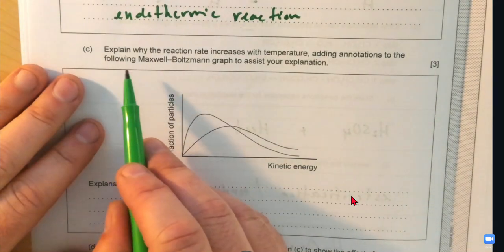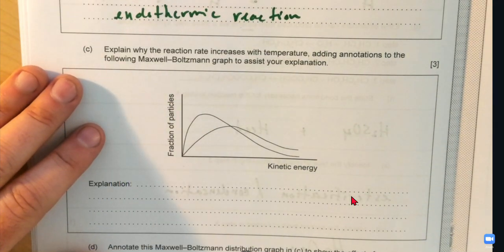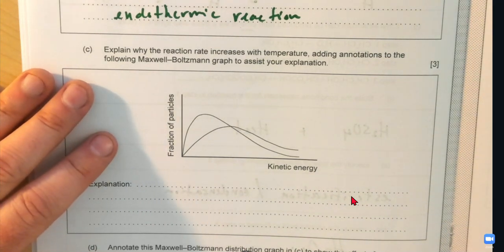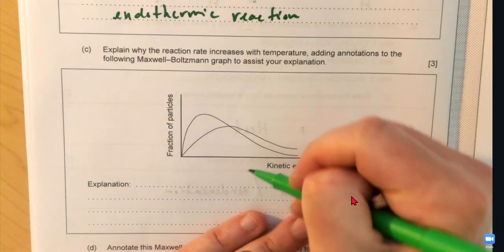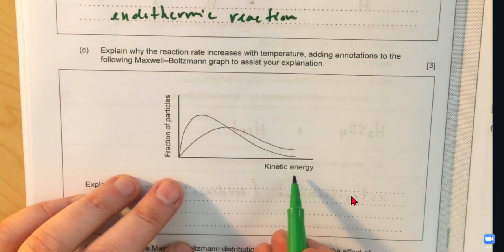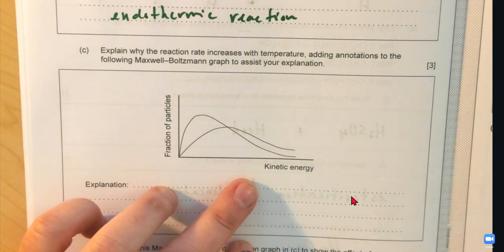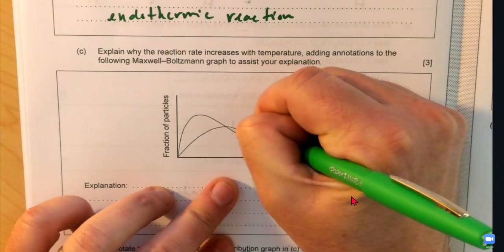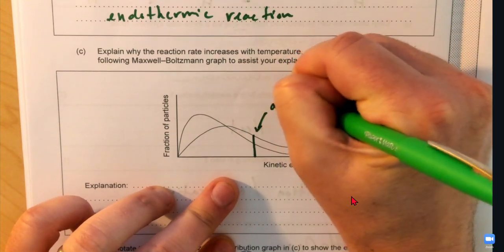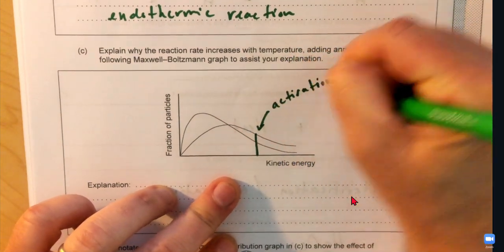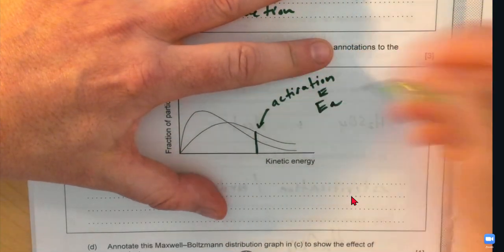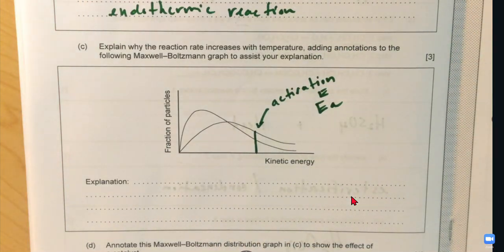All right, part C says explain why the reaction rate increases with temperature, adding annotations to the following Maxwell-Boltzmann graph. All right, so one thing you have to know, since the x-axis is kinetic energy and activation energy is the amount of kinetic energy needed for a successful collision, I would just annotate a line on there and label it activation energy. Or you could just label it E sub A, because that's the notation.